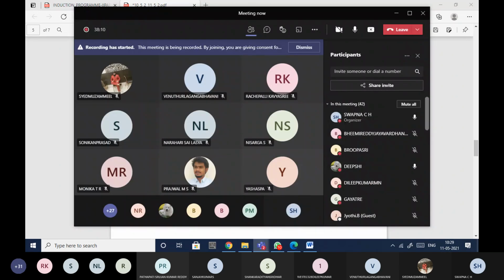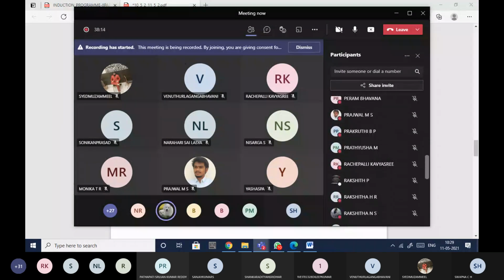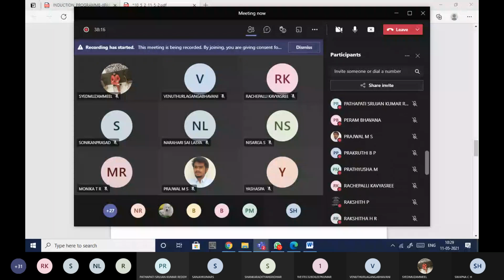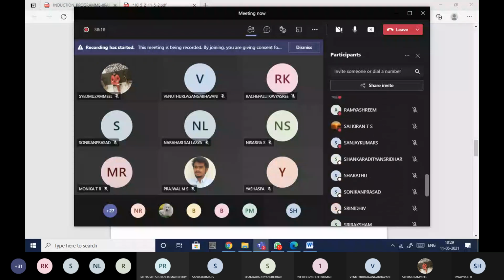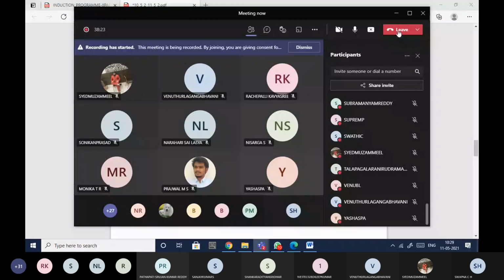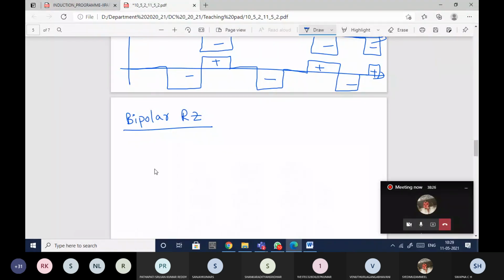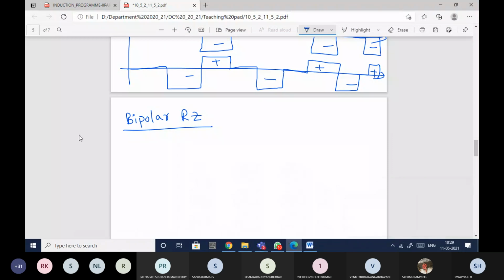All of you are drawing it simultaneously along with me. Yes, ma'am. Okay, fine. See, all the equations, everything, try to note down along with me. Next, bipolar RZ. Can anybody tell me how it will be? For RZ, you have to just understand.